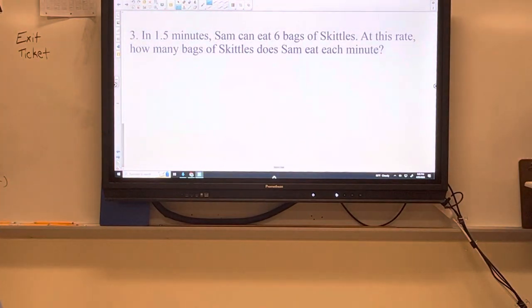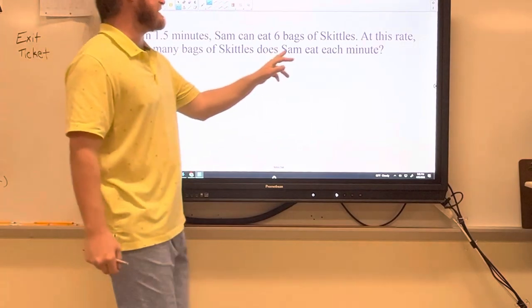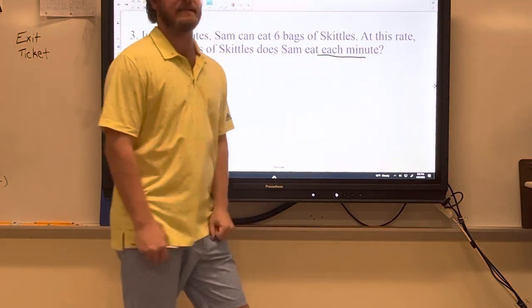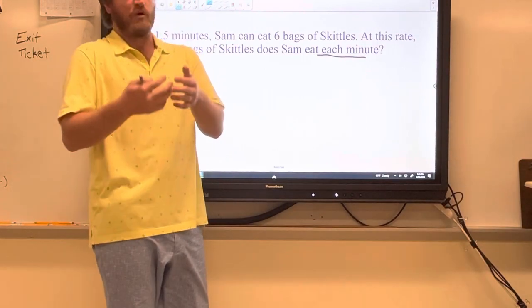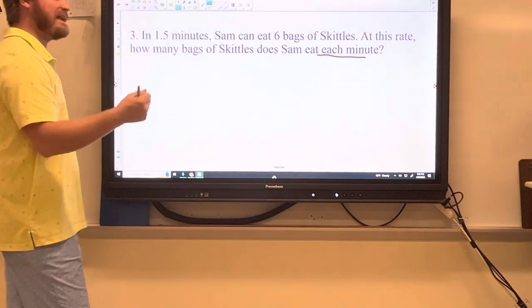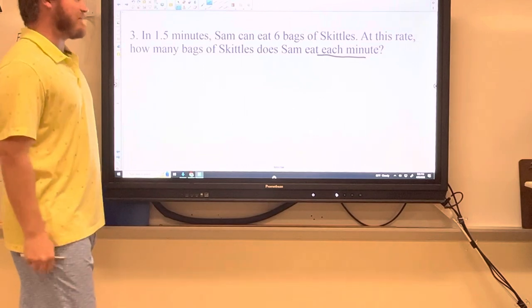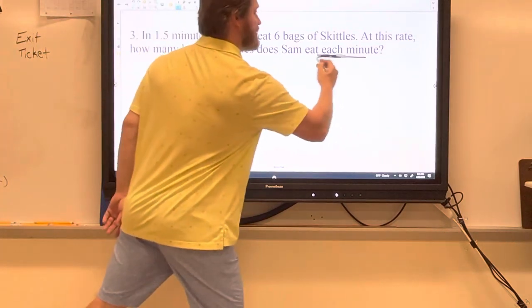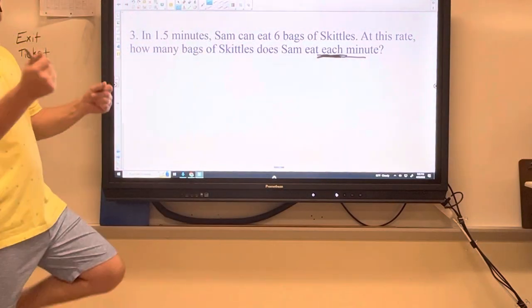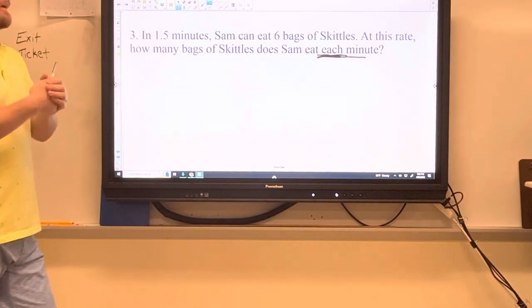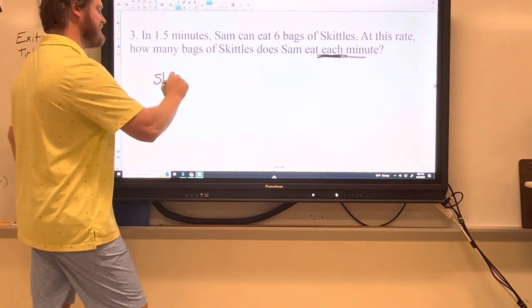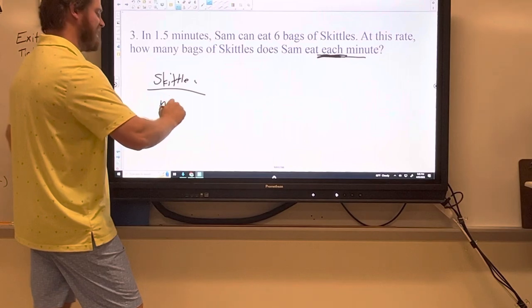Last but not least, look, it's not always the first number divided by the second number. In the end, it says how many bags of Skittles does he eat each minute. That's also known as per 1 minute. So wherever I have minute, that's where the 1 has got to be. I would get in the habit of putting whatever the singular per number or per unit is as a denominator. So in this case, we're comparing bags of Skittles to minutes.